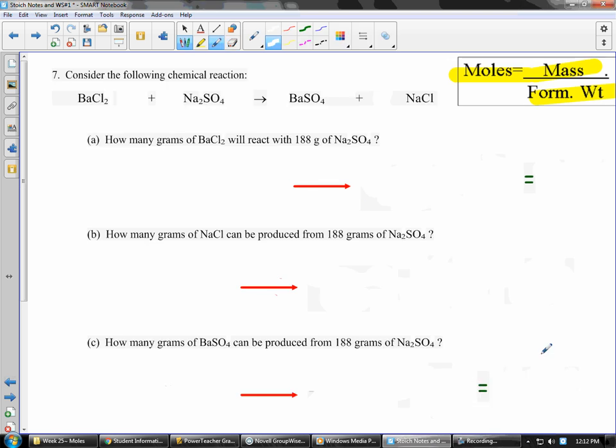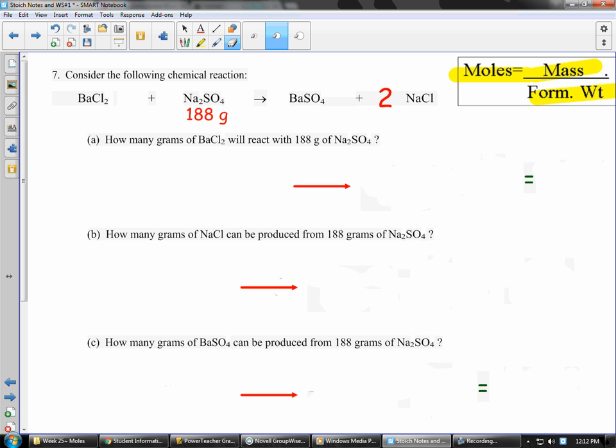All right. So for number 7, it has 3 parts. And again, we're going to start with the same amount of our sodium sulfate, so we're going to start with 188 grams of sodium sulfate. And again, our life cannot begin until we balance this equation. I see 1 Ba, 1 Ba, 2 Cls. Oh no, I need a 2 over here for my 2 Cls, 2 Nas. Now I have 2 Nas, 1 S, 1 S, 4 Os, 4 Os. We are balanced. I would like to try this one a little bit differently here.